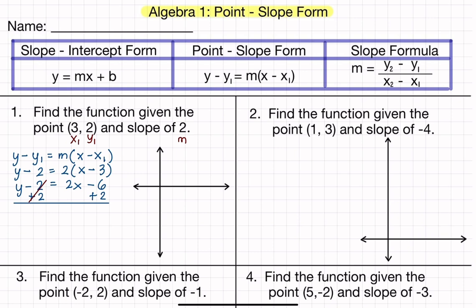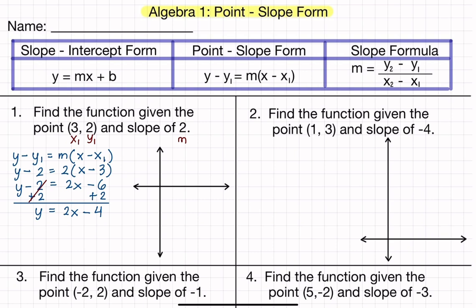And then bring down y is equal to, bring down 2x, negative 6 plus 2 is negative 4. So I'm going to write minus 4. Now it's already in slope-intercept form. y is equal to mx plus b.